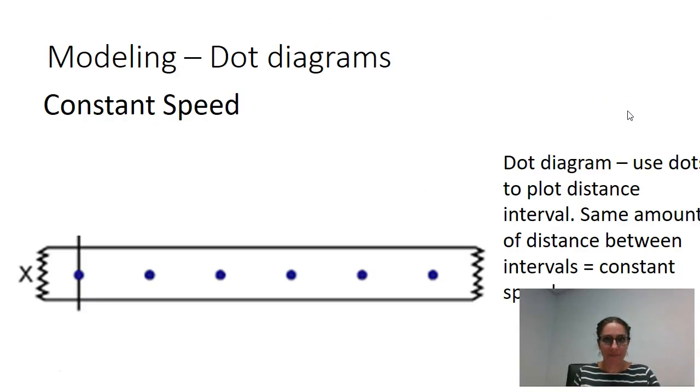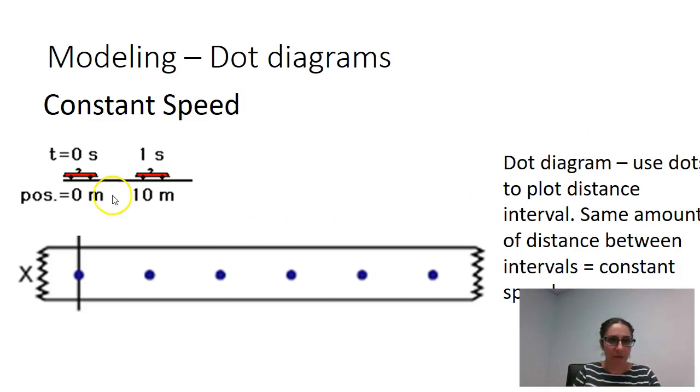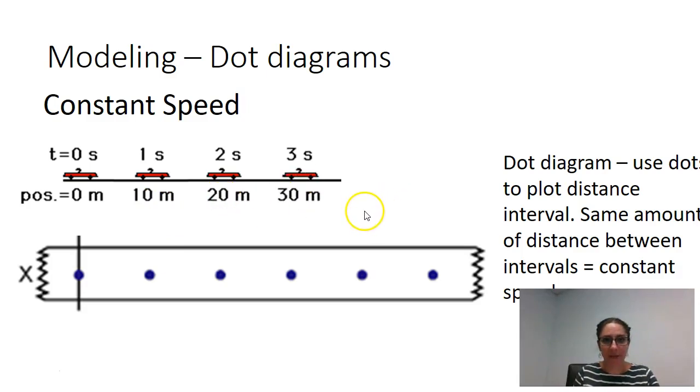Constant speed can be modeled with something called a dot diagram. Think of a car that leaks one drop every second. If it did that, notice that the distance between the dots is the same. So this object is going at constant speed. It's maintaining this interval of distance over the same time. And here's a visual: it starts at 0, but in 1 second it goes 10 meters, in 2 seconds it goes 20, in 3 seconds it goes 30, 40, etc.